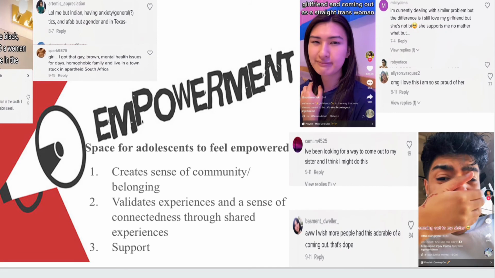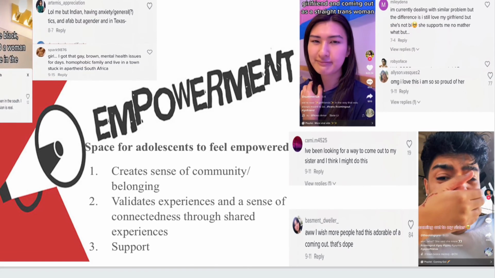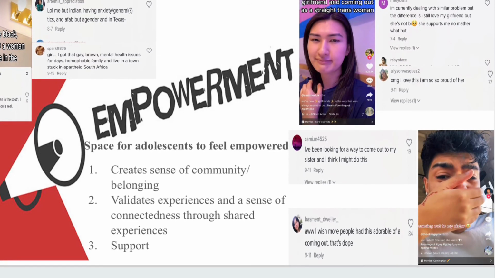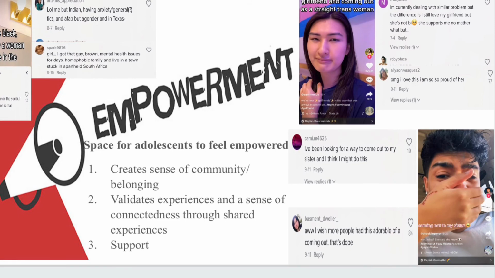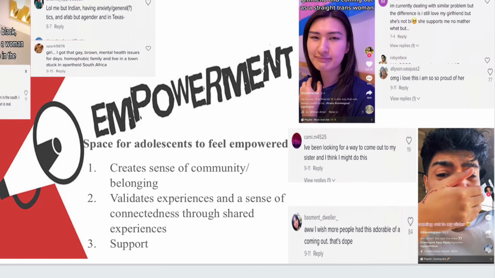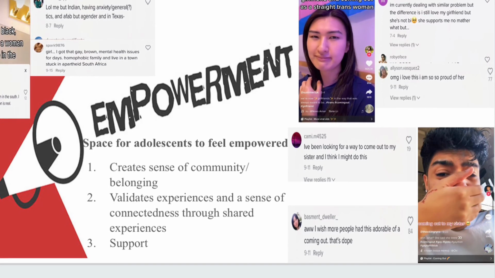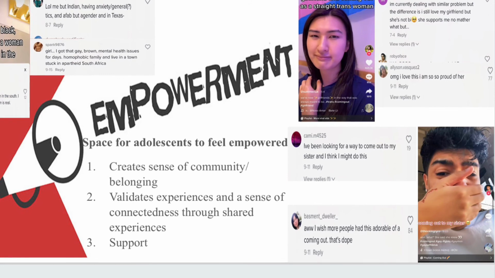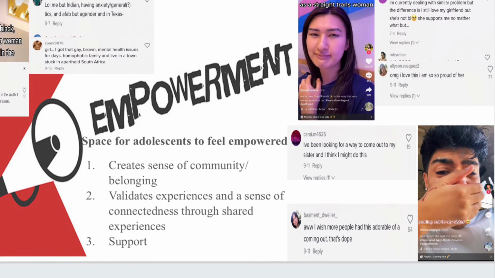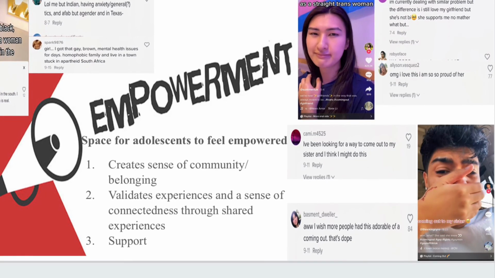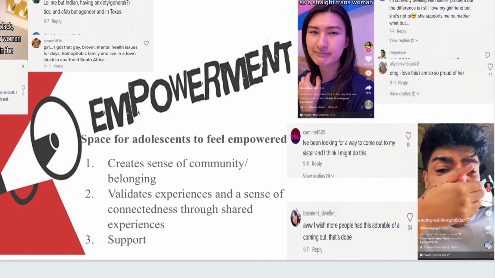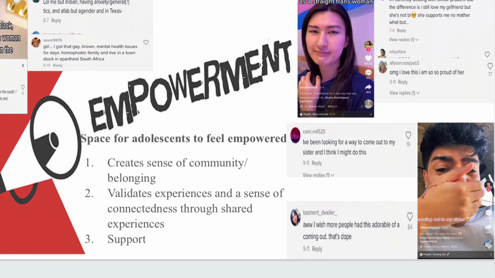So the TikToks posted on this slide also speak about their coming out stories, and a lot of the adolescents that comment on this often offer comments of support, saying that they're proud of them, or just spreading very positive comments towards how they deal with their coming out stories and their own identity formation, thus creating a sense of community and belonging, or validating shared experiences, and also just supporting other members of the community.